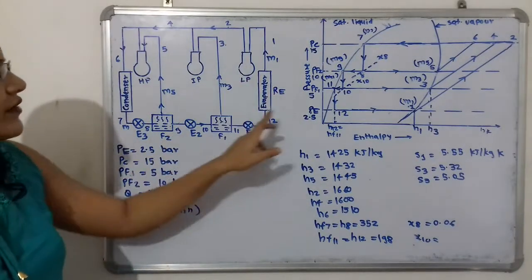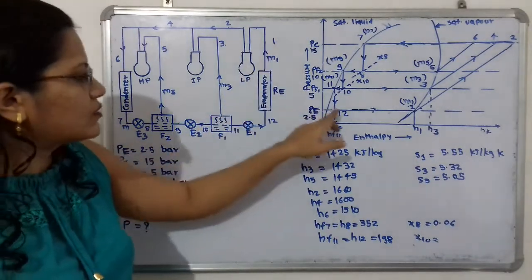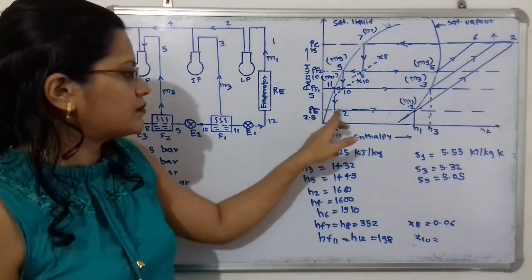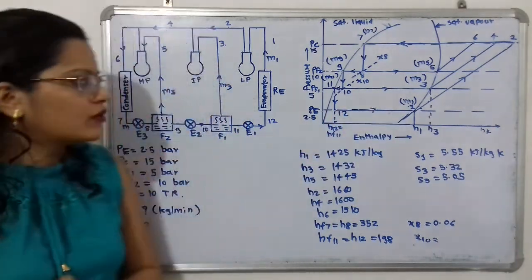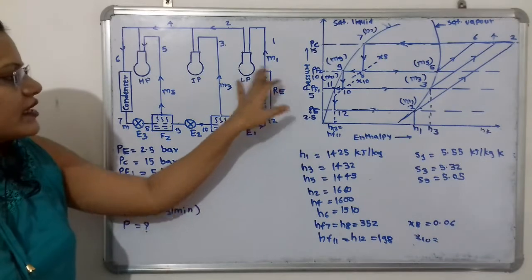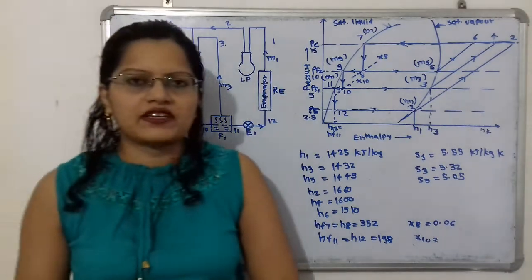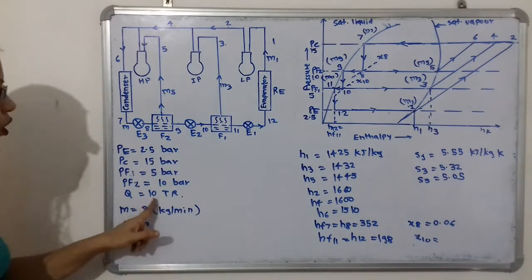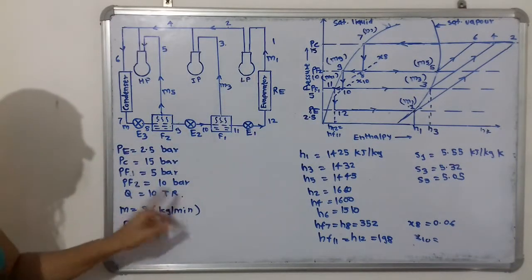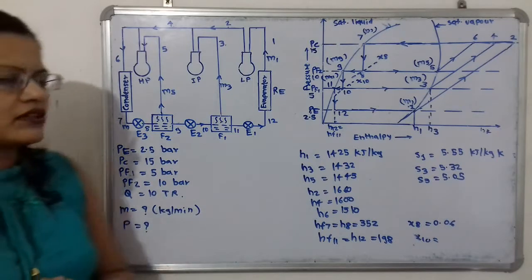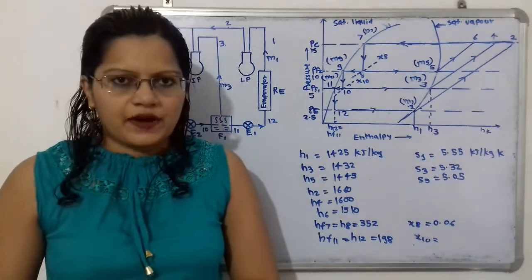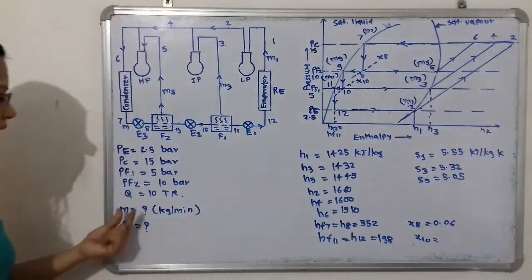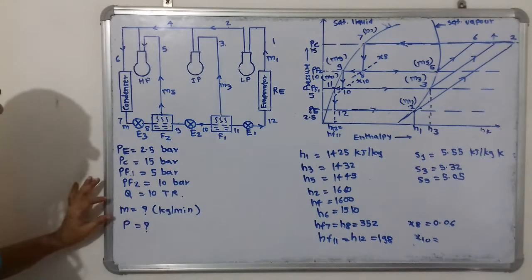Now again there is the evaporation process, that is 12 to 1. We have to show that it is at constant pressure, that is PE. This process of evaporation will give us the refrigeration effect, and for the calculation of refrigeration effect, the load on the evaporator is also given. So it is easy to calculate from the given data. Now we have to calculate the mass M. So what is this mass M?